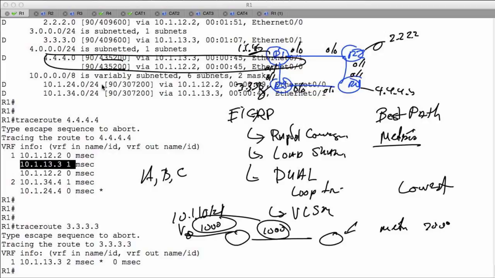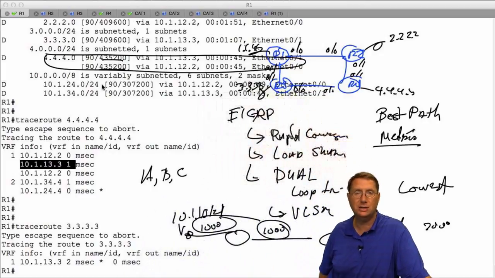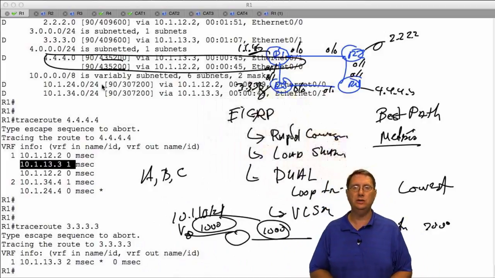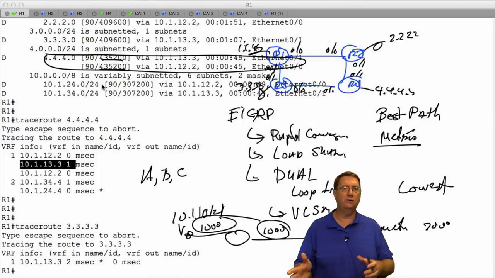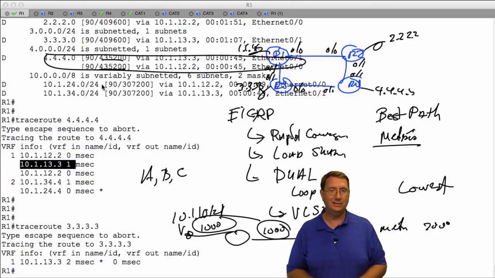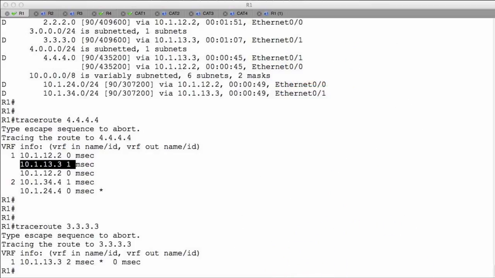Now, the other part of this is, like I said in the very first part of ICND1 when I was talking about the routing protocols, I mentioned that a lot of people try to pitch EIGRP as if it is a hybrid routing protocol, like it's got a foot in the link state world and a foot in the distance vector world. And that's not the case. However, it does have some optimizations and benefits that don't exist in other distance vector routing protocols.